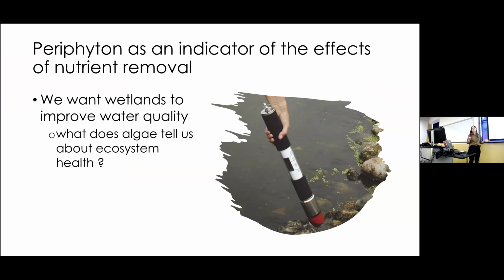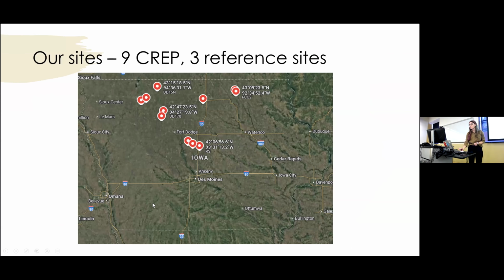is the wetland improving water quality? Algae is a part of this water quality. As I mentioned, some species can produce toxins or become nuisances, and we can learn a little something about ecosystem health. We have 9 of these CREP sites with 3 reference more natural wetlands, York-Boda Marsh, and a couple of wetlands in Union Hills.